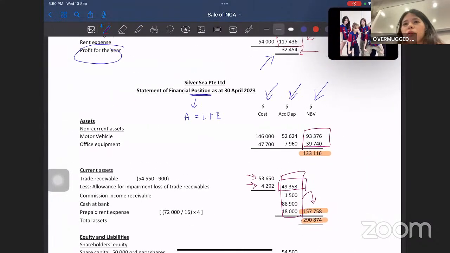So I think this is very straightforward at this point. Okay, unless you are Sec 3. Okay, but I think if you are Sec 4, this should be something that you should be very, very familiar with already.